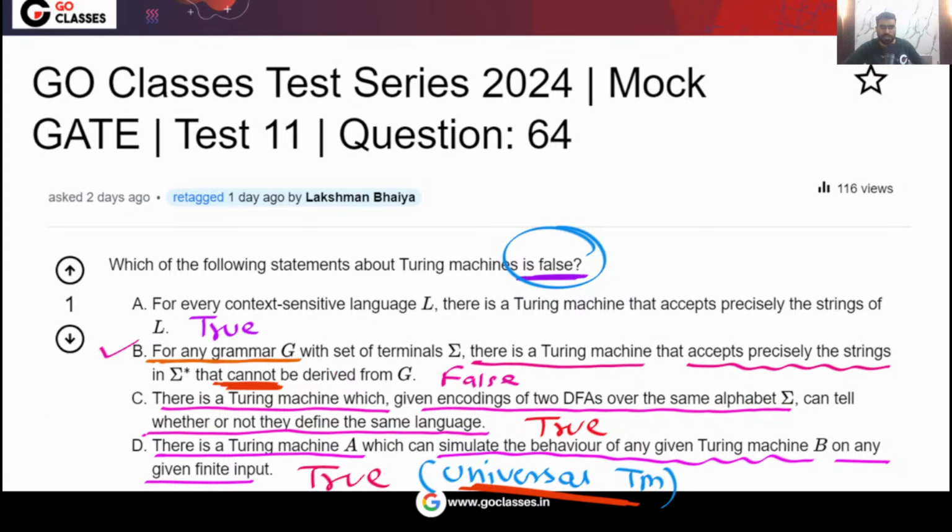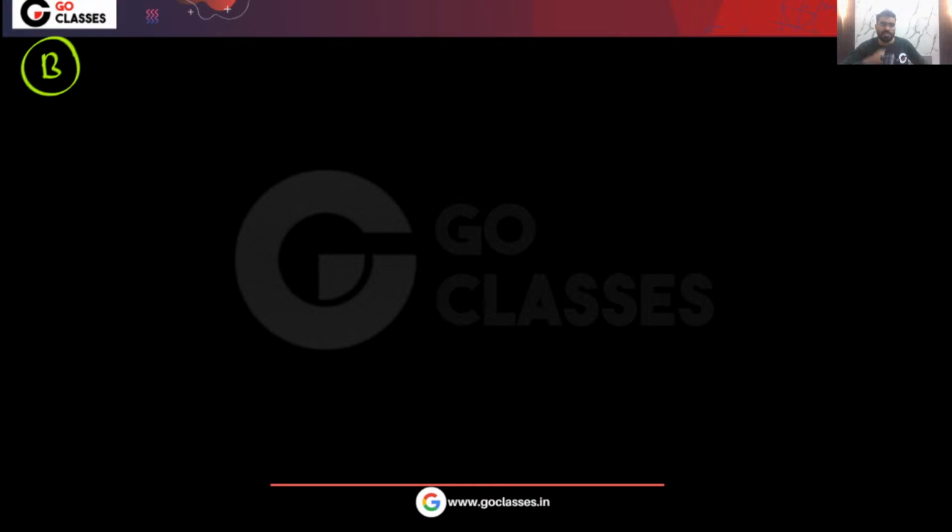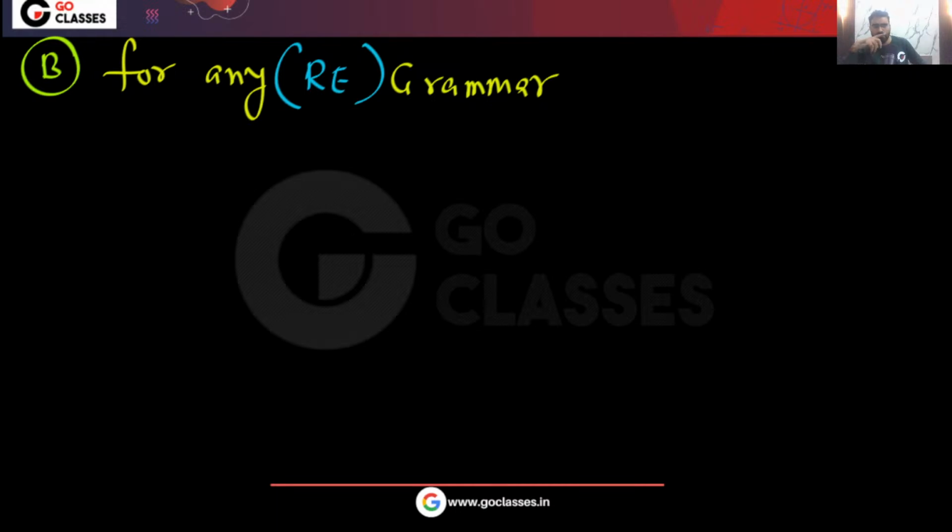Why is this statement false? Please read option B. Option B is saying for any grammar. When I say grammar, that simply means type 0 grammar. By default, when we discuss grammar, it means no restriction. Any grammar is basically type 0 grammar, or RE grammar. So for any RE grammar, the question is saying there exists a Turing machine which accepts its complement.